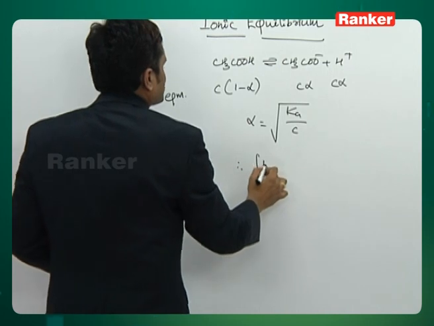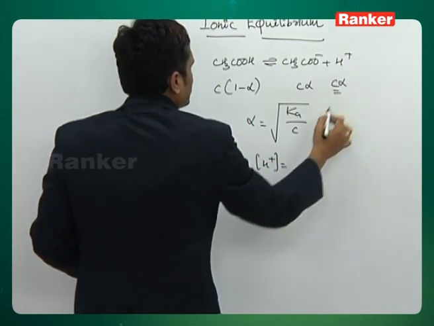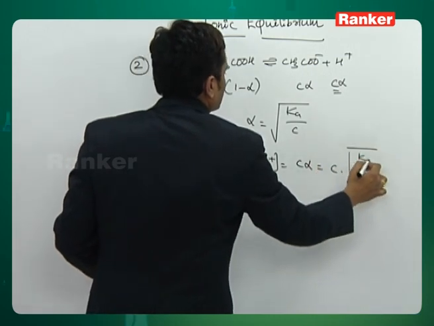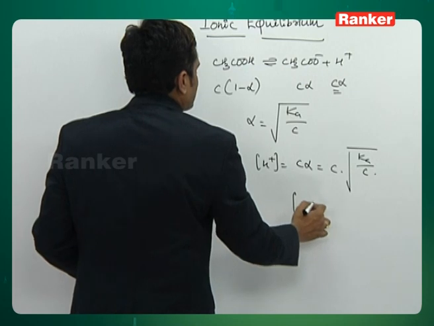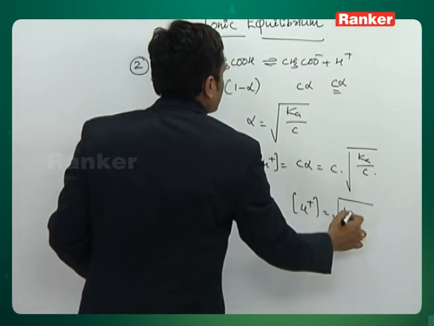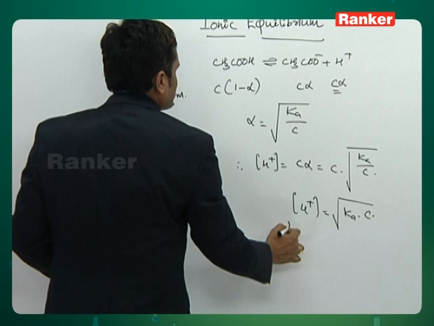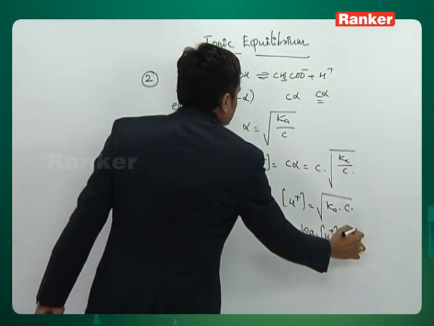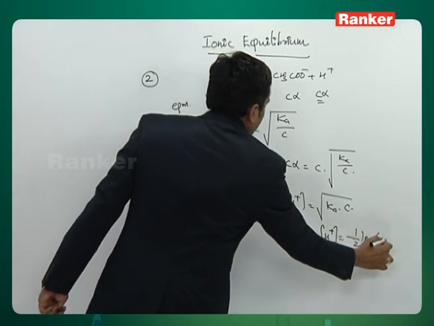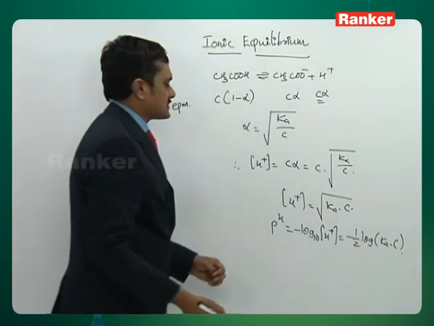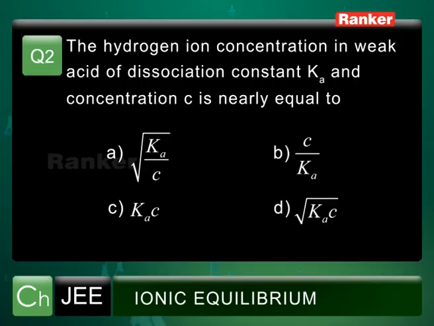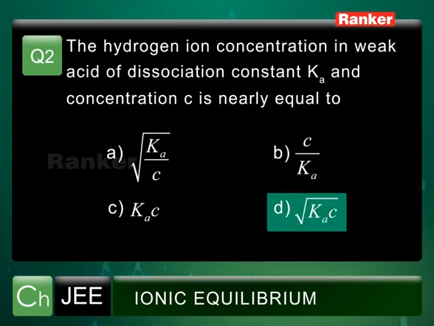Therefore the concentration of H plus at equilibrium is C alpha. When I substitute the value of alpha as square root of Ka upon C, the concentration of H plus turns out to be square root of Ka into C. Sometimes when pH values are asked, we take the negative logarithm of the concentration of H plus and get minus 1 by 2 log Ka into C. Since in this question the concentration of the hydronium ion or hydrogen ion is asked, the answer for this question is option D.